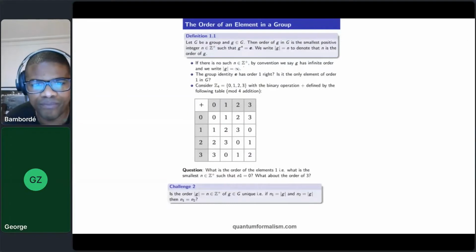We won't go much into technicality about why this is so. You don't need to know this. This is just a fudge, a hack. So when there is no such n, we say the element has infinite order.